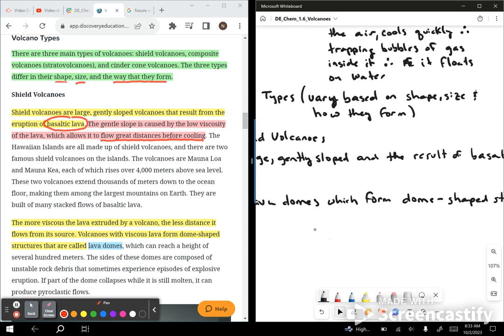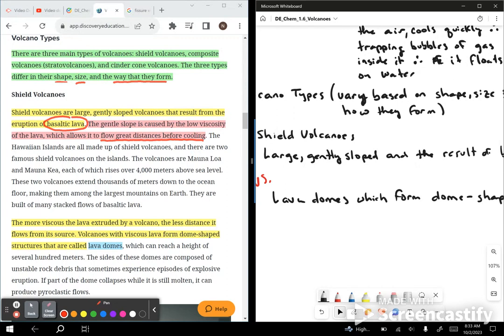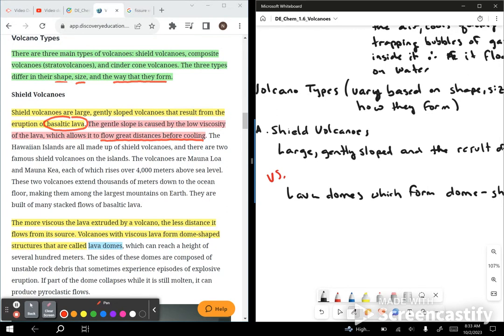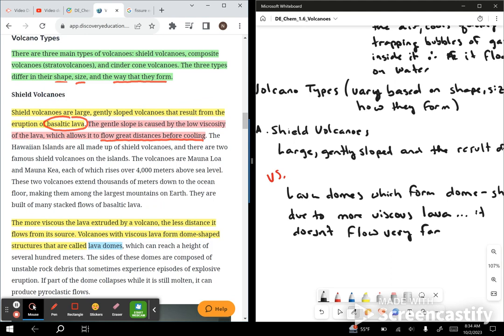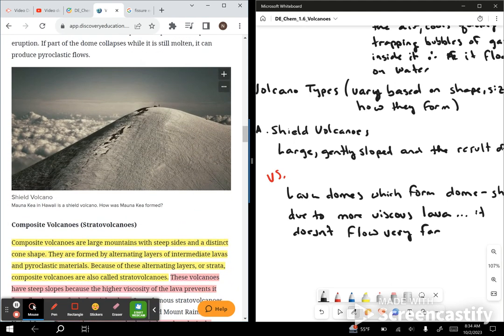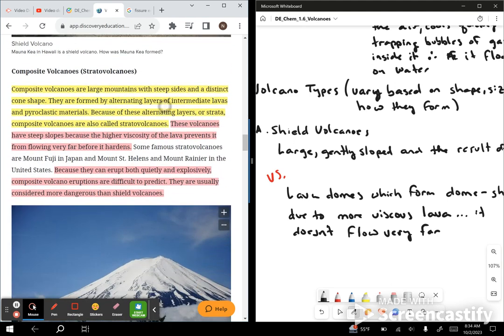Okay. And why don't they form the typical volcano with nice gentle slopes? It's because they have more viscous magma, more viscous lava. Okay, therefore it doesn't flow very far. Okay, all right. Moving on to our text over here, you can see a nice picture there of a shield volcano. Moving on to composite.